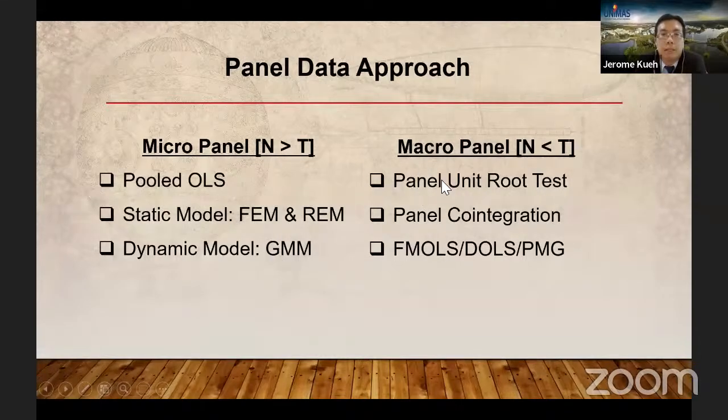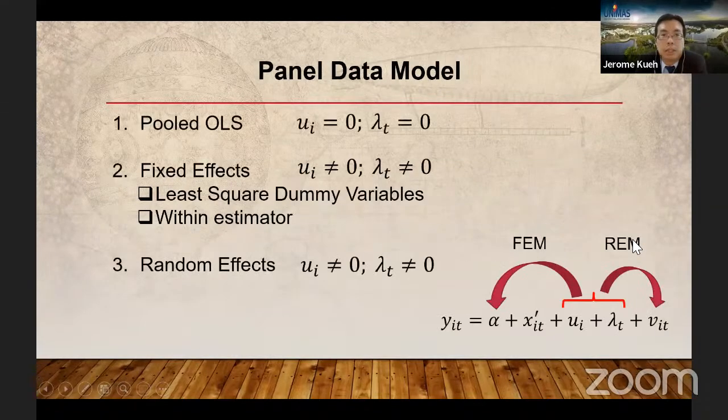Okay? And in terms of this macro panel, it's just like the time series. Okay? So now that's in terms of the structures of the panel. Now we have the panel unit root test. We have the panel cointegration. And then when it comes to estimations, we can apply the fully modified OLS or dynamic OLS or even the pooled mean group estimator. Okay? So those are quite standard procedures that we can use in terms of the panel data.